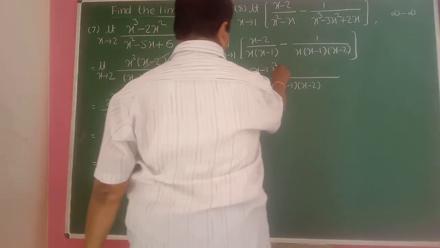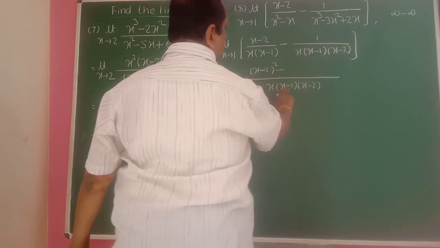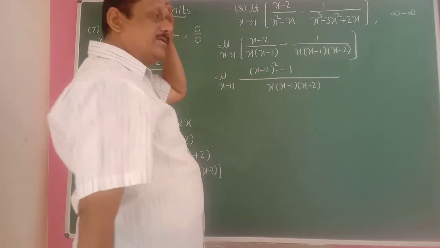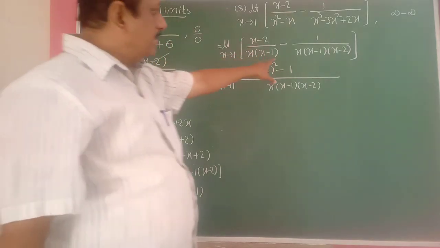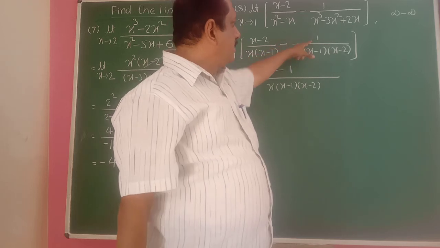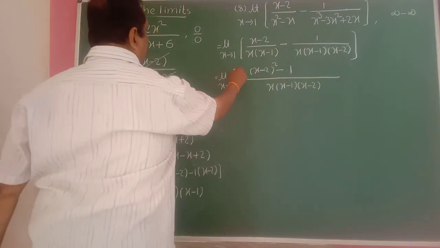Then minus. Here these terms are the same, which means there is no extra factor in the LCM. Therefore take only 1 here. Numerator term keep as it is, because this denominator term and this LCM both are the same. So write only 1 here. Okay, bracket complete.